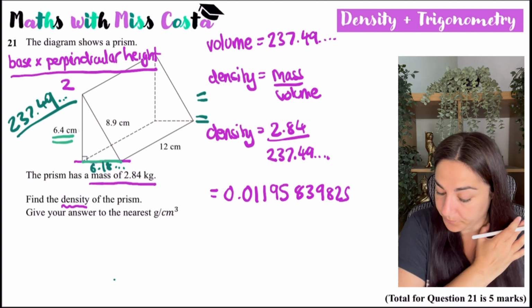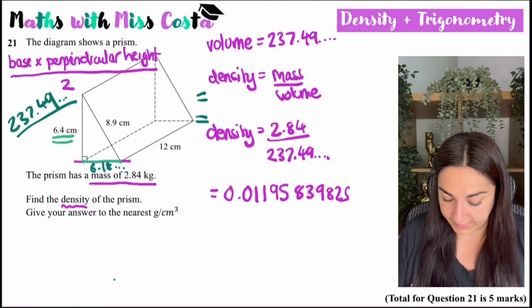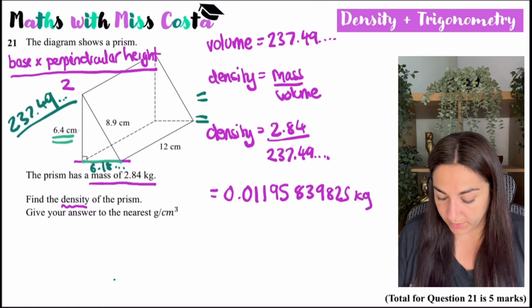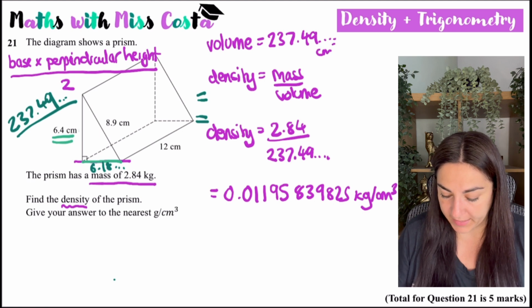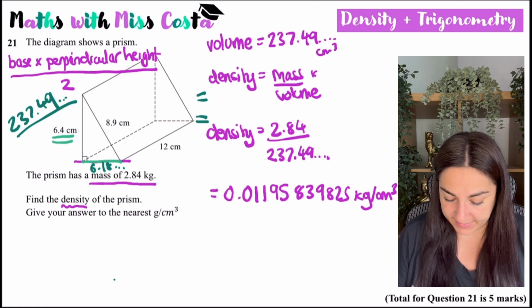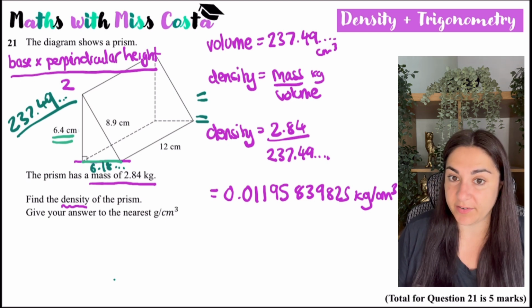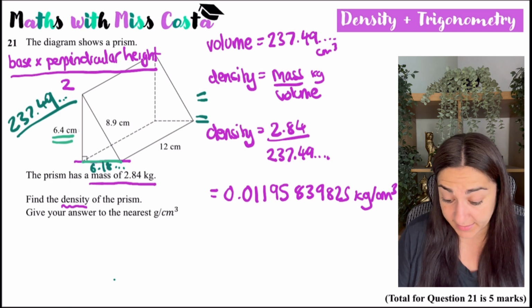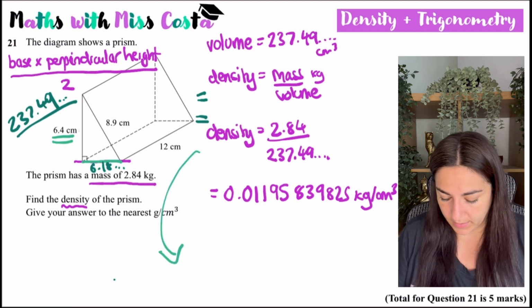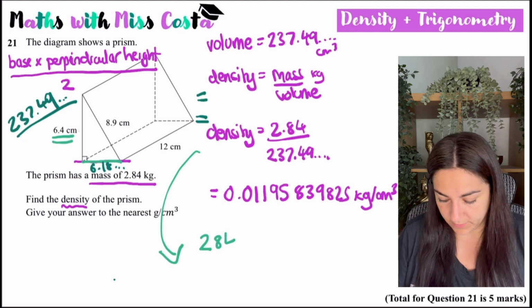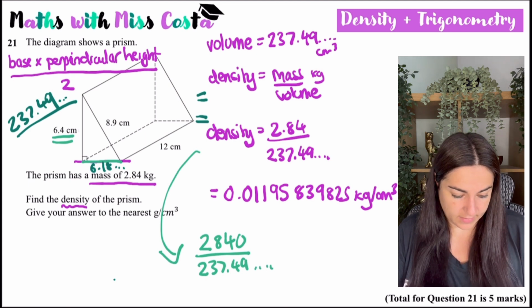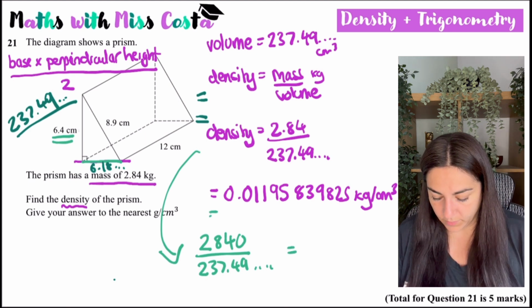And it's actually said give your answer to, so density is mass over volume. So I know that this is going to be 0.01195 kilograms per centimetre cubed, because the volume is in centimetres cubed, and the mass is in kilograms. So either what you could have done is turned the kilograms into grams first, and therefore your density would be 2,840 divided by 237.49. So if we did that, we'll get one answer.